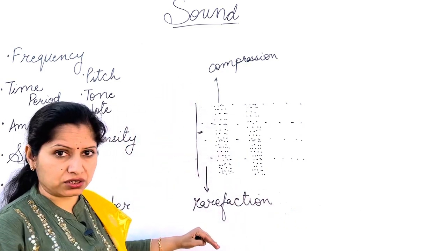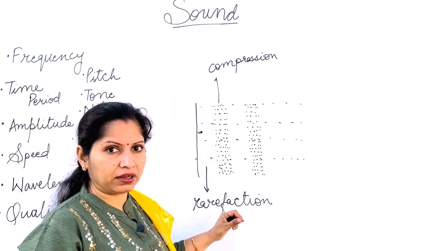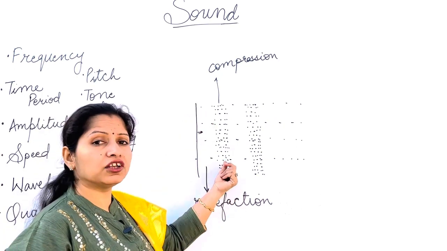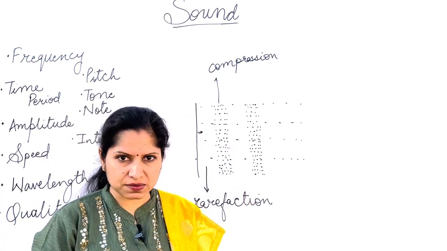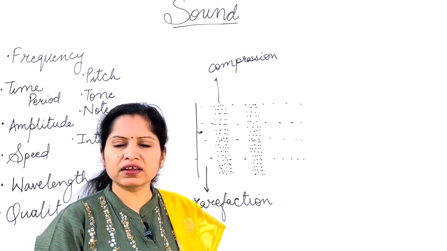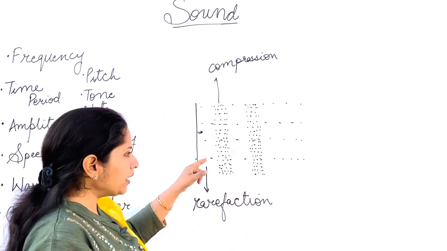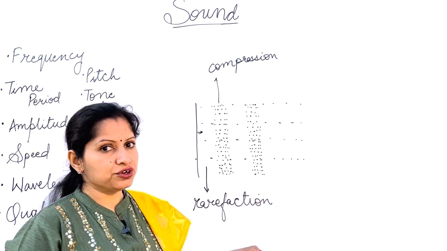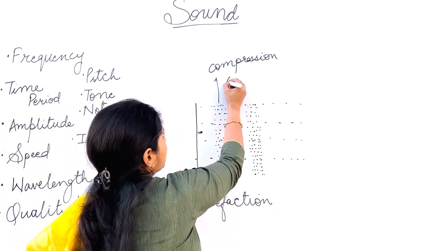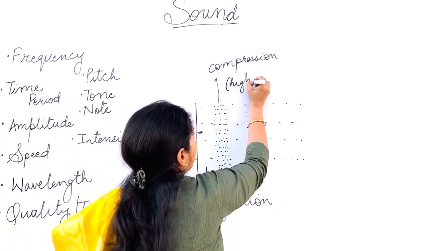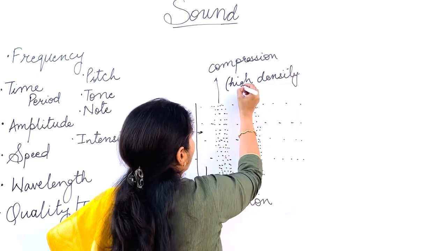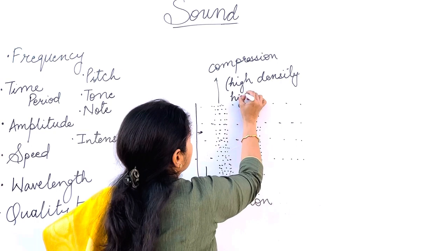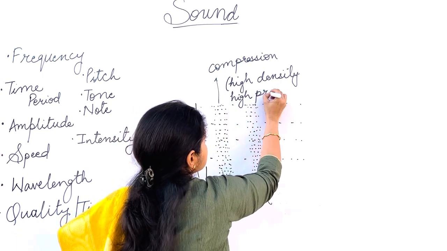Compression and rarefaction. So now what will be happening? Since in this area the number of particles is more, the density of particles is more. And when the density of particles is more, there is high pressure in this area. So in the area of compression, there will be high density or high pressure. High density as well as high pressure.